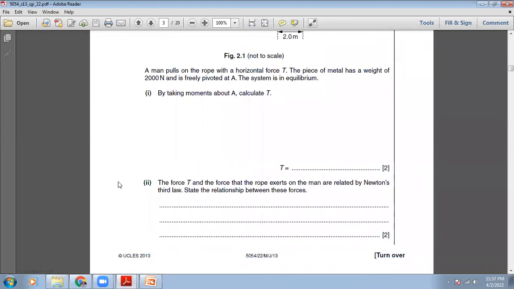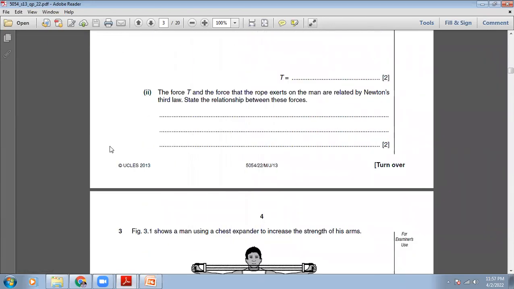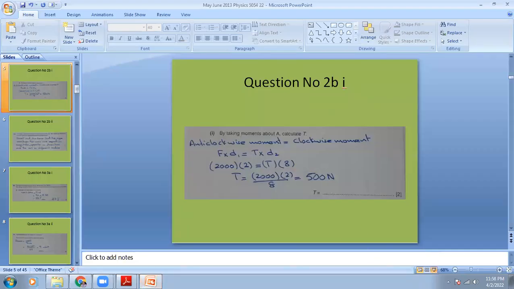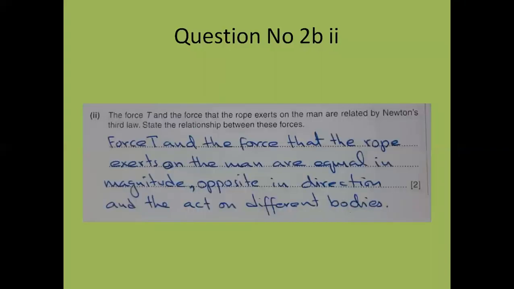Okay, so the next question is, the force T and the force that the rope exerts on the man are related by Newton's third law. State the relationship between these forces. These forces will be equal in magnitude, opposite in direction, and they will act on different bodies. So that is the relationship between the Newton's pair of forces. Force T and the force that the rope exerts on the man are equal in magnitude, opposite in direction, and they act on different bodies.